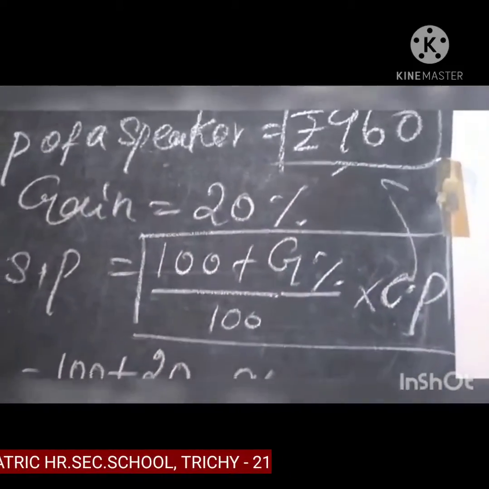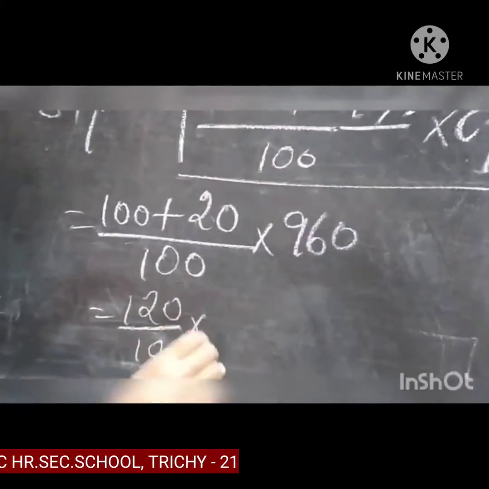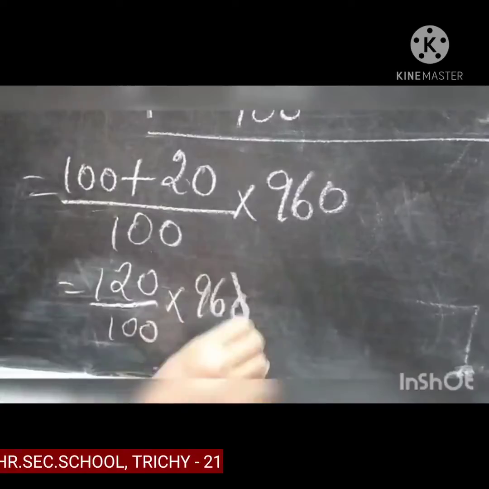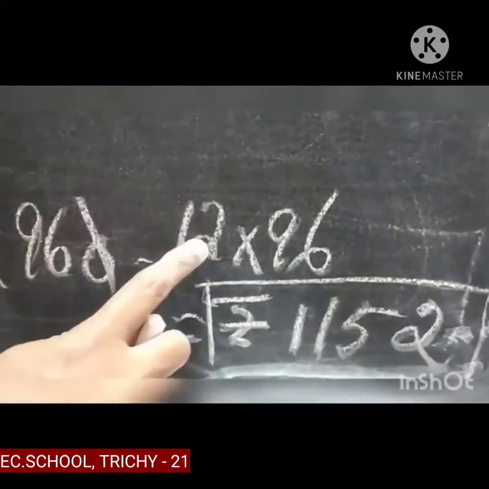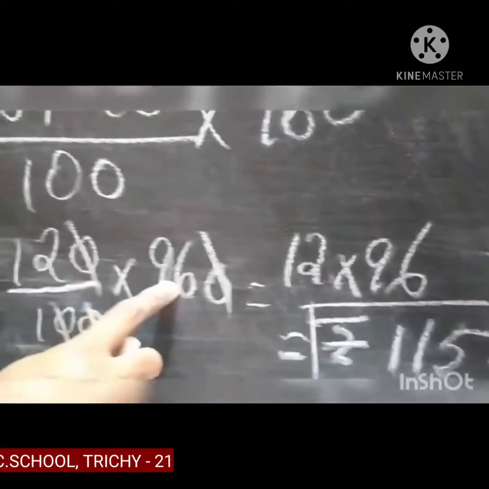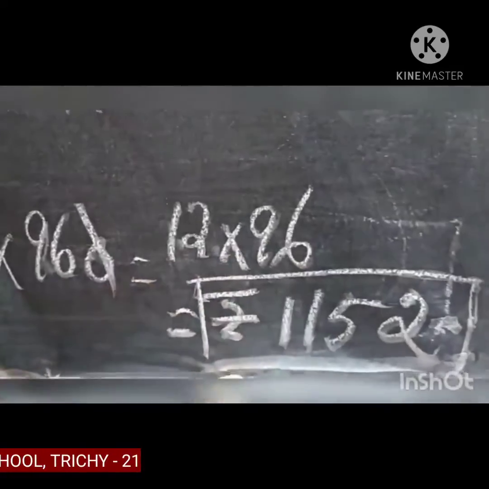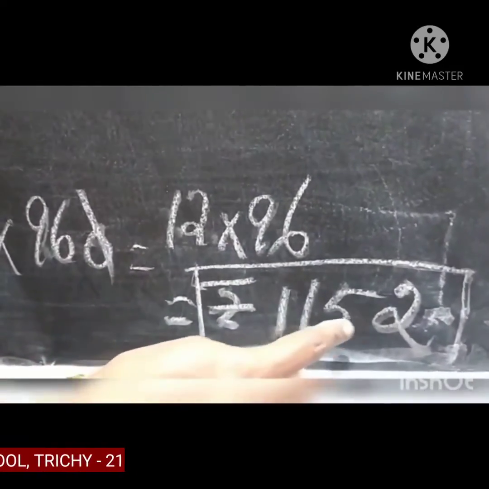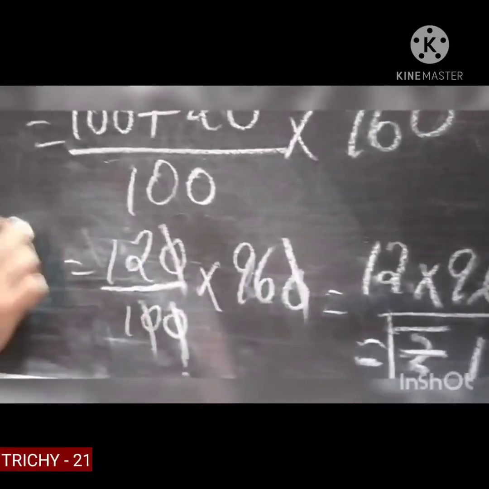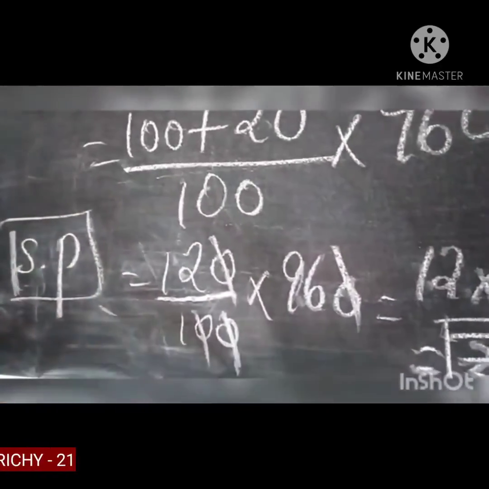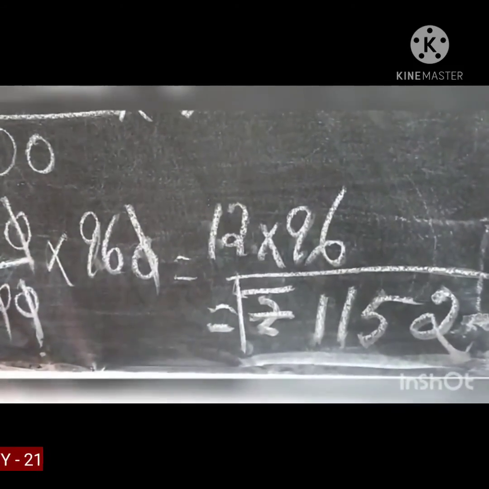So now 100 plus 20, 120, divided by 100 into 960. You have to do the cancelling. After cancelling, 12 into 96. You can just cancel the two zeros. 12 into 96, so you have to multiply these two numbers. You will get 1152 rupees. This is the selling price, SP, of the speaker. That is 1152 rupees. Is it clear, students?